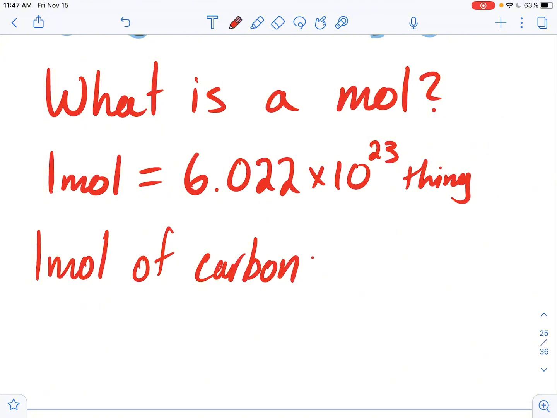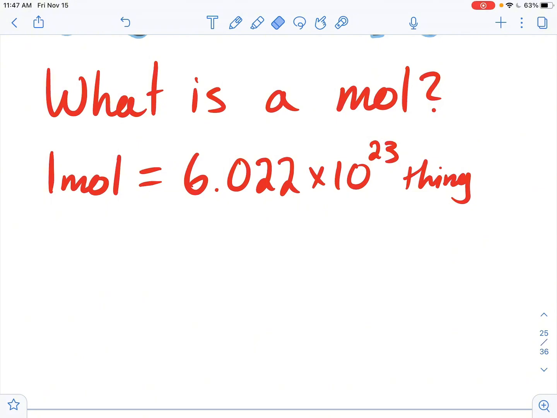1 mole of carbon is actually just equal to 12 grams. So that shows how small atoms really are. But why? Why is 1 mole of carbon just 12 grams? Well, for that, we're going to need the periodic table.